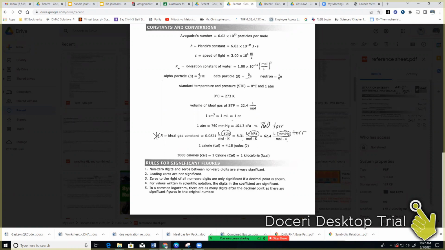So in other words, if my pressure was given to me in atmospheres, I would want to use 0.0821 as my R value. If my pressure was in kilopascals, I would want to use 8.31. And remember, millimeters of mercury and torr are the same, so if I had my pressure in either one of those, I would use my 62.4. This first one is the most common one. So if you're trying to find your pressure, then you would use that one, and when you get your answer, it would be in atmospheres.